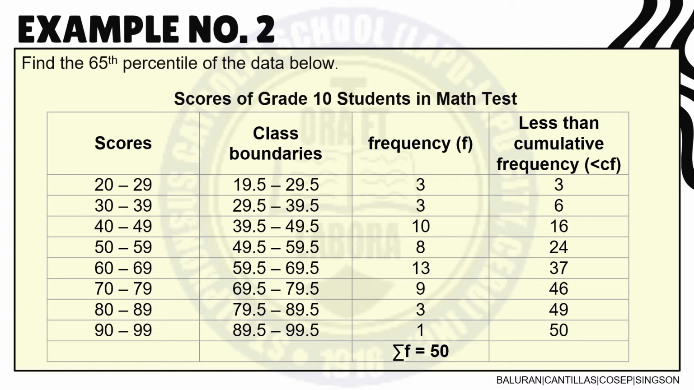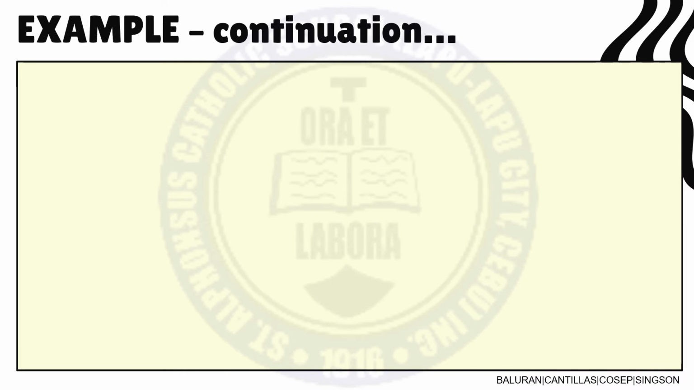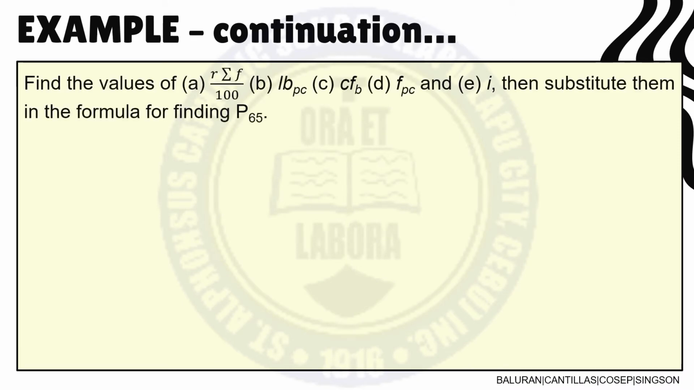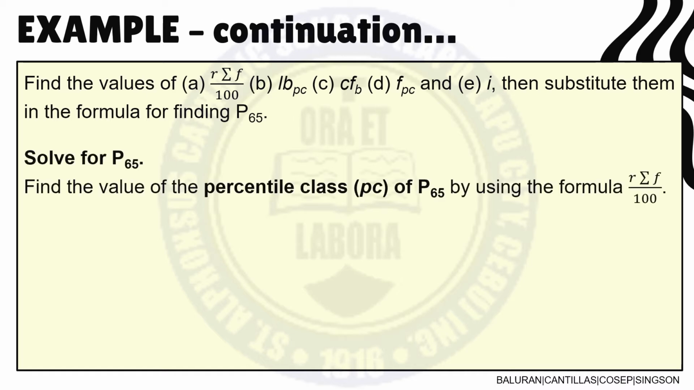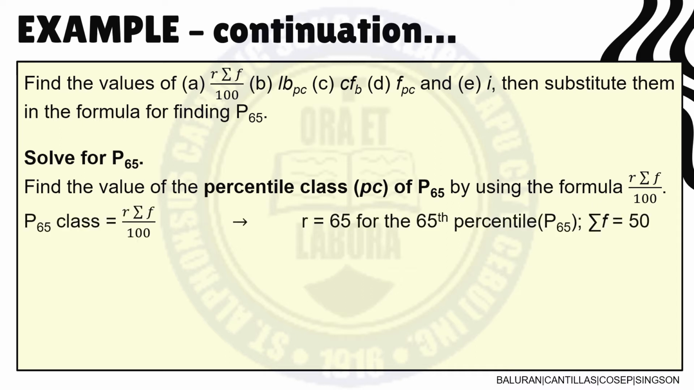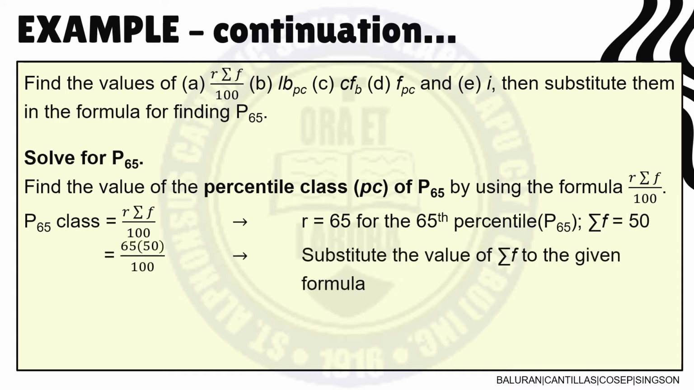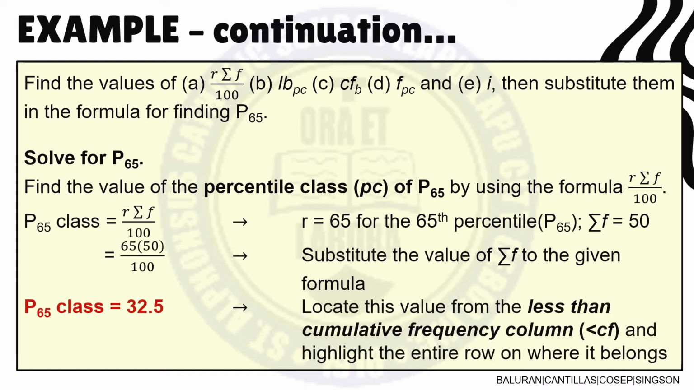So in the next slide, we will now solve for the 65th percentile. To solve for our P sub 65, we will have to find the following values. So first, we have to find the value of our percentile class of P sub 65 by using this formula. Our r this time is equal to 65 since we are looking for the 65th percentile, and our summation of f is equal to 50. Substitute these values into our formula and then simplify. Therefore, P sub 65 class is 32.5.